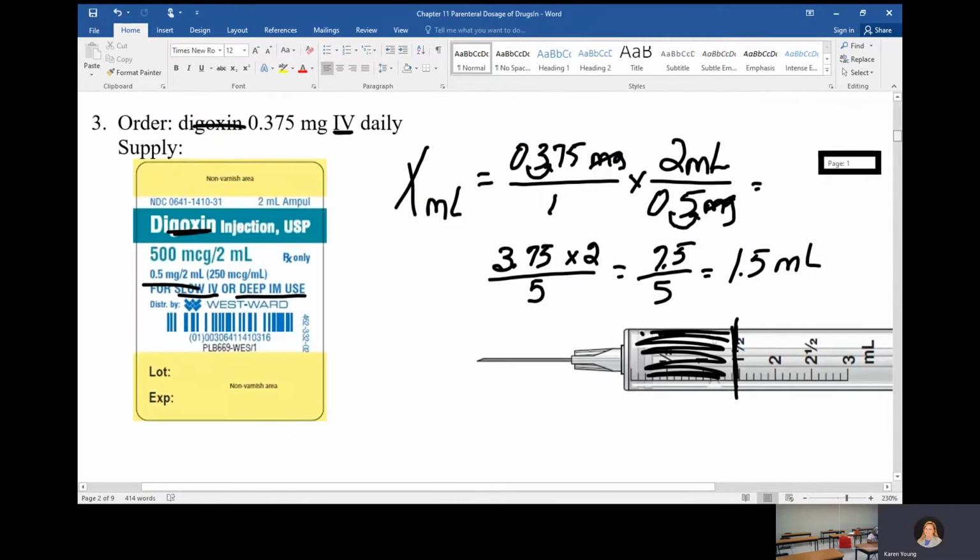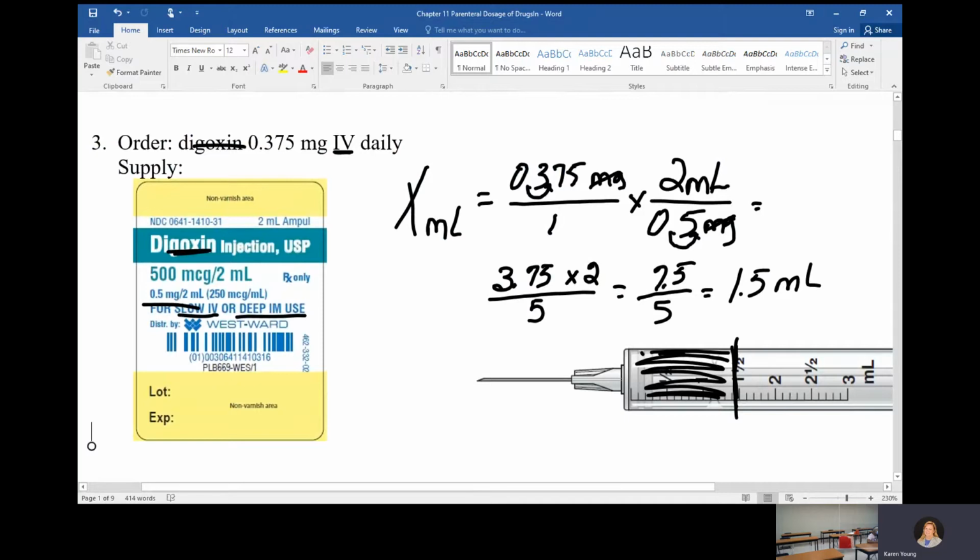Injections are always written in decimals, but tablets can be written in fractions. Like if you have 1 and 1/2 tablet, you can write it as a fraction. Okay, what's your question on number 3? Well, the decimal.